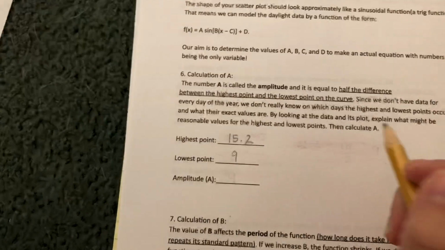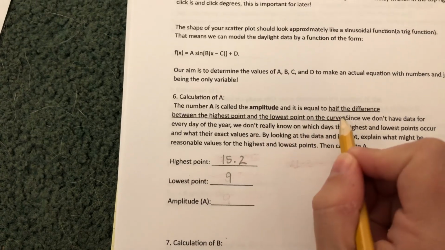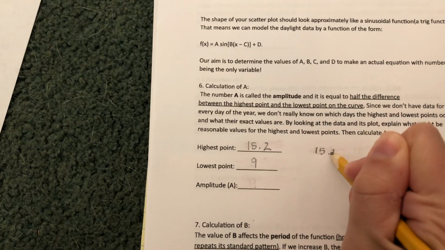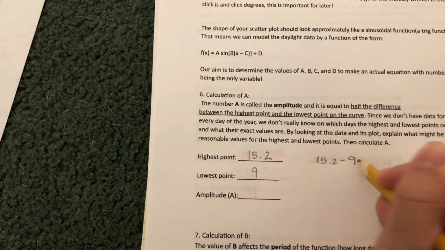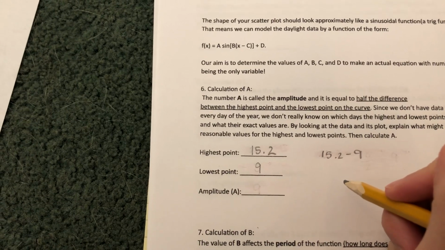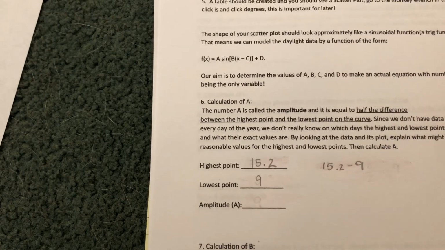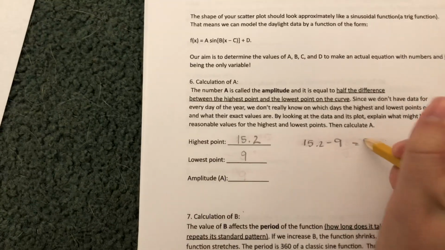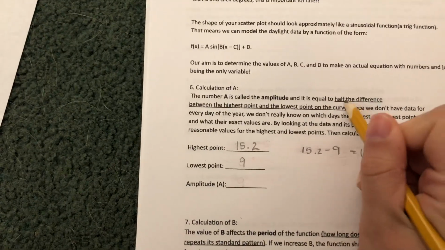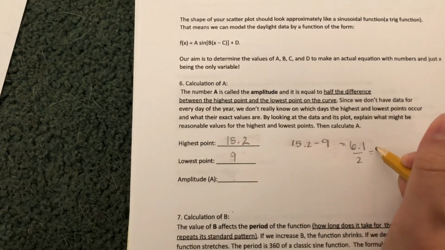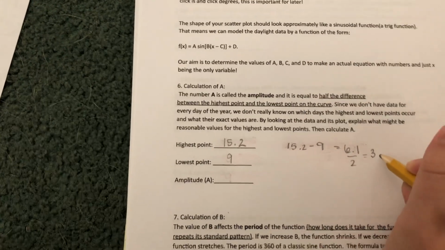So now to find the amplitude, we are going to half the difference. So difference is subtraction. So 15.2 minus 9, and that's going to give us 6.1. And then we have to take half that. So divide that by 2. We're going to guesstimate 3.1.